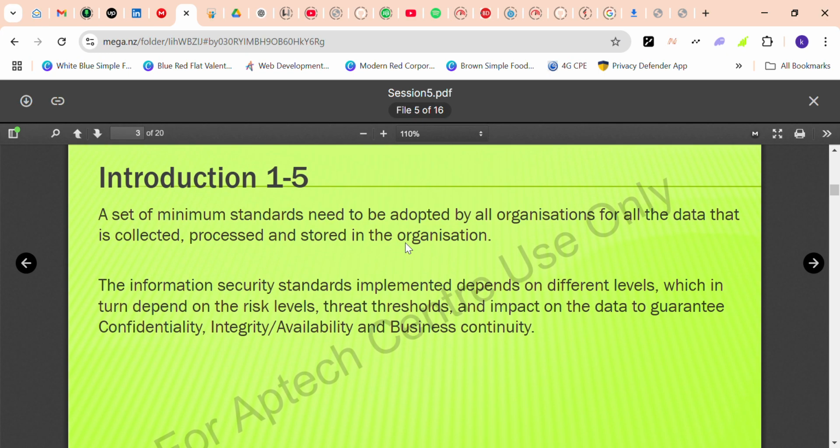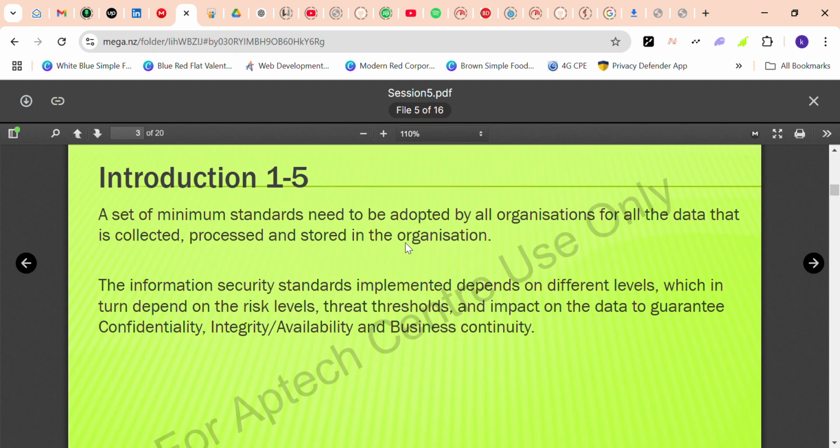When we are talking of minimum security requirements, here is a set of minimum standards needed to be adopted by our organization for all the data that is collected, processed, and stored in the organization. The information security standard implemented depends on different levels, which depend on the risk level, threat threshold, and the impact on the data to guarantee confidentiality, integrity, availability, and business continuity.